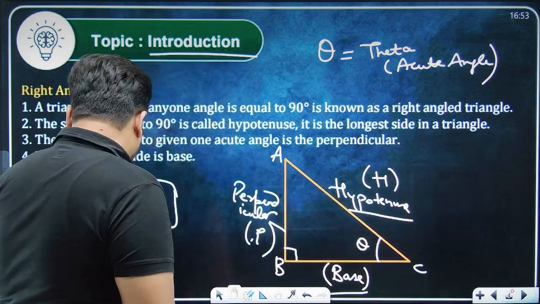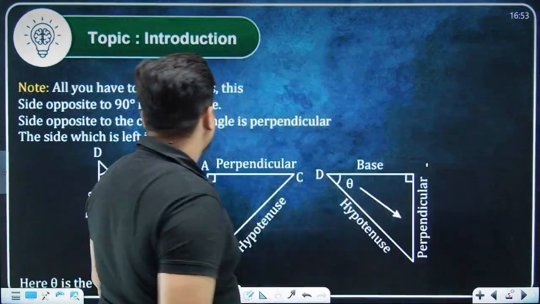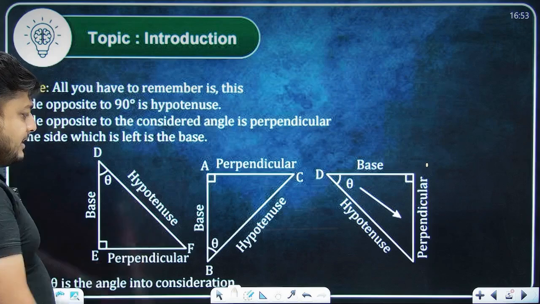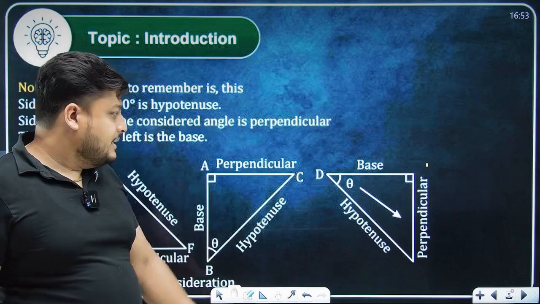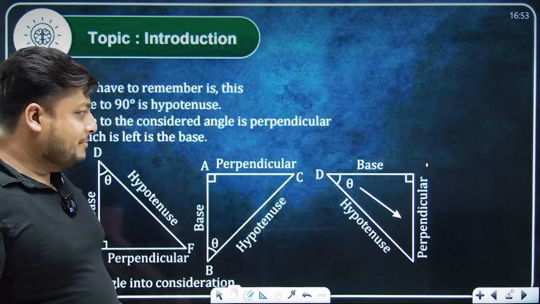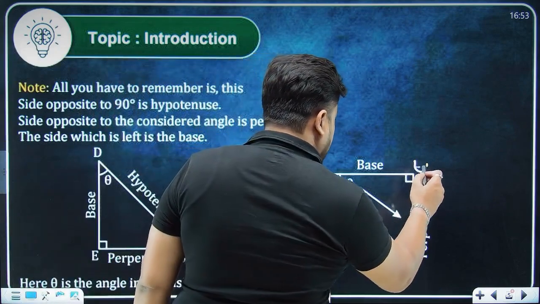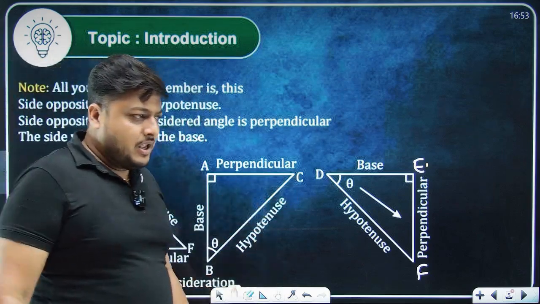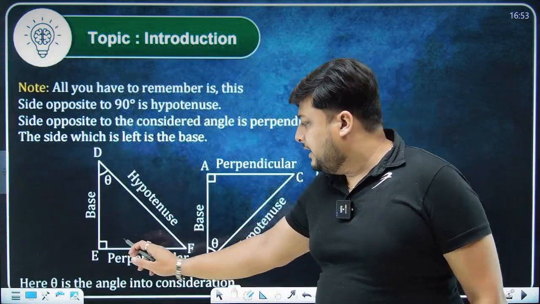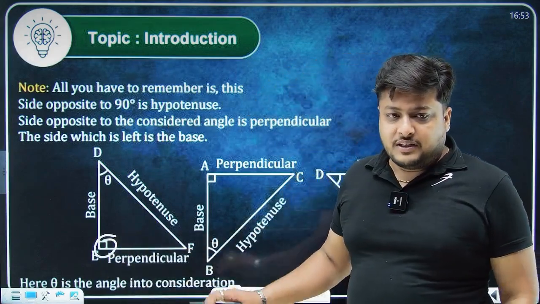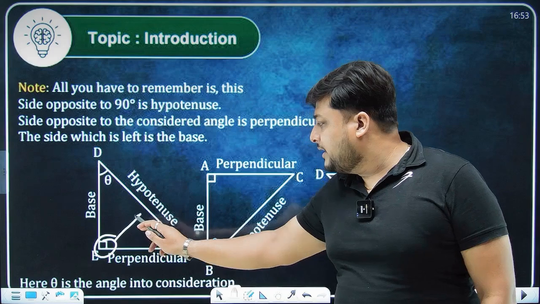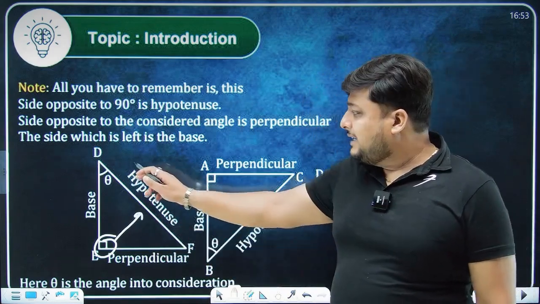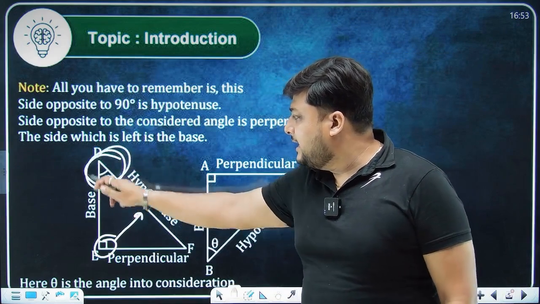Let's discuss the next slide. See, this is the right triangle named DEF, and this is the right triangle named ABC, and this is the right triangle named DEF. These are the same, no problem. In the first triangle, here is the 90 degrees. It is very clear that the side opposite to 90 degrees is the hypotenuse. So DF will be the hypotenuse here, and theta is here. So the considered angle is at D.